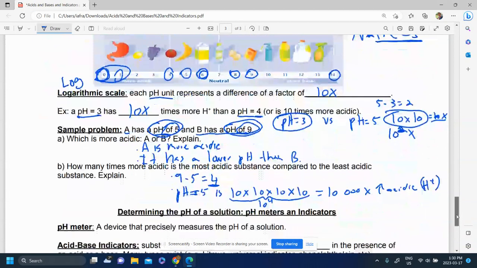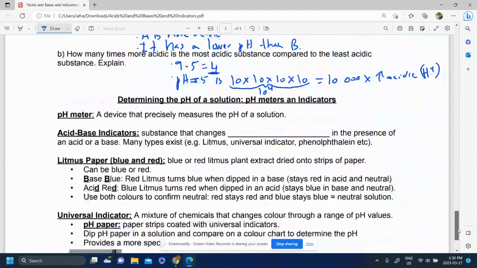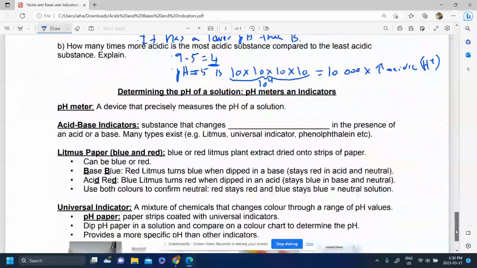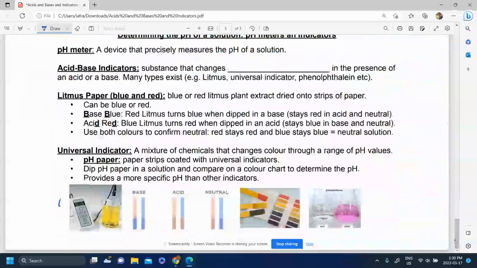Now, how do you get those numbers in the lab in real practical situations? Because you will have to do that in grade 10. You will learn how to measure the pH of a substance in the lab, and it's actually quite simple. There's a few different ways you can do it. One thing you can do is use what's called a pH meter. It's just basically a fancy device connected to some kind of computer, digital device. You put the probe into the solution and a reading comes up.